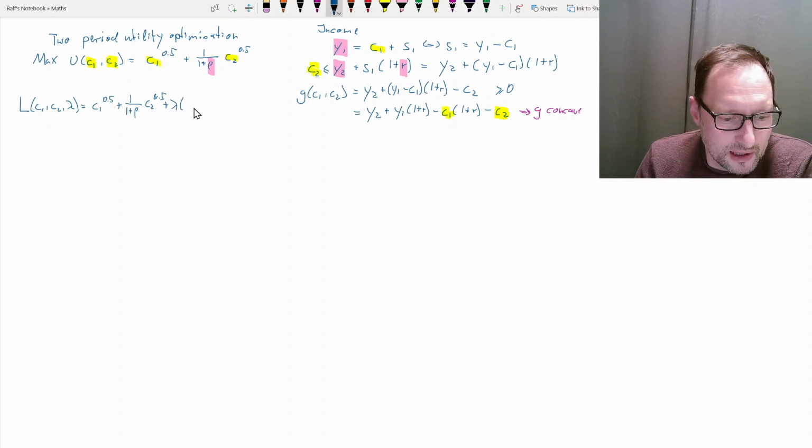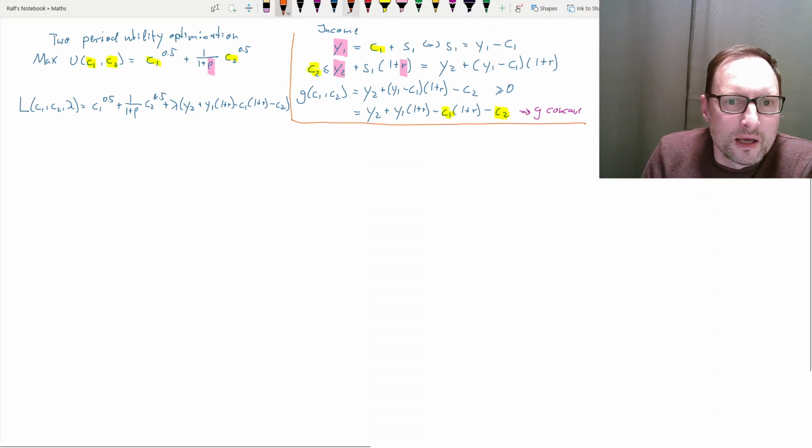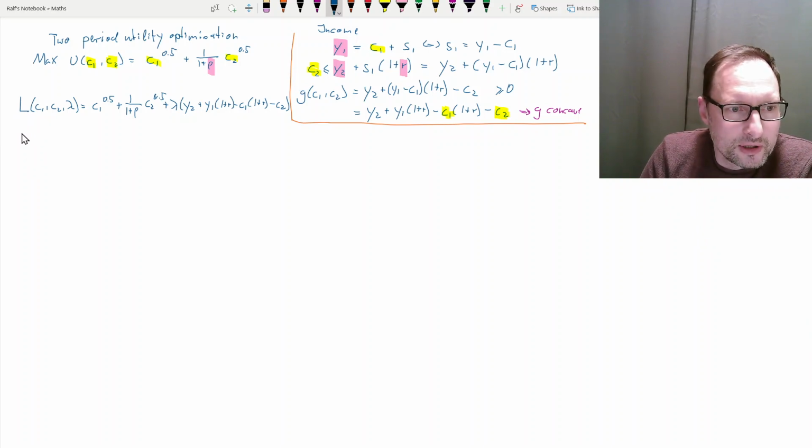and now the constraint function, which is y2 plus y1 times 1 plus r minus c1 times 1 plus r minus c2. Okay, now I'll just draw a little orange line here so we know here's our constraint. Okay, so let's formulate the Lagrangian conditions as we know them.